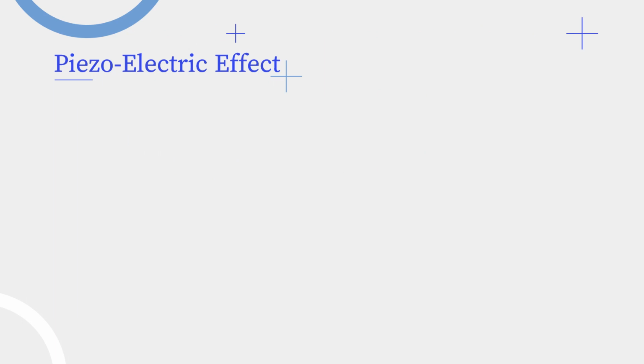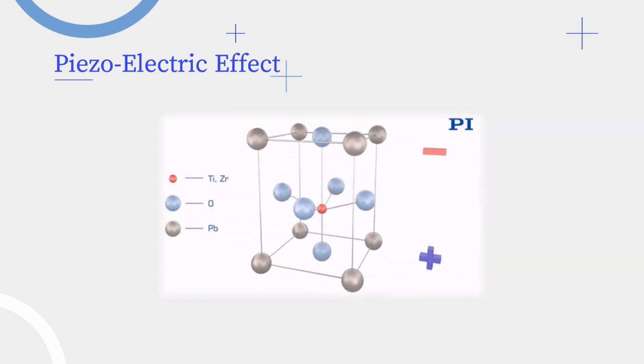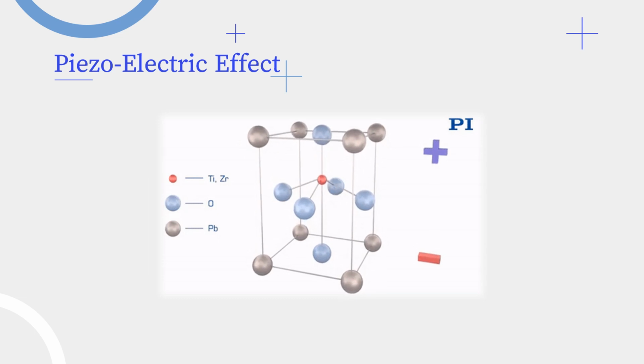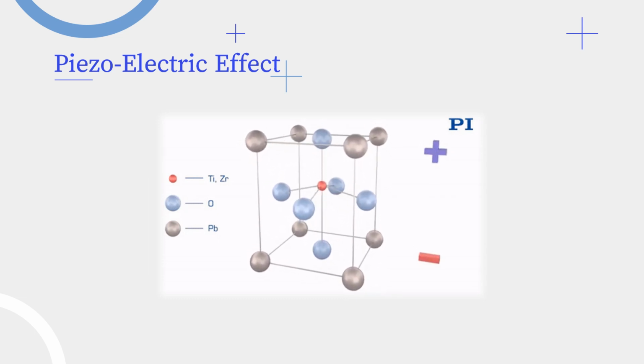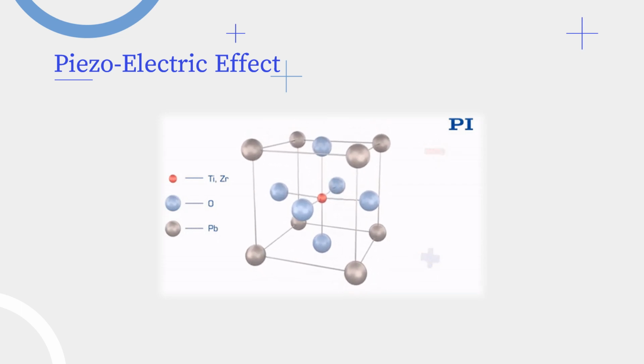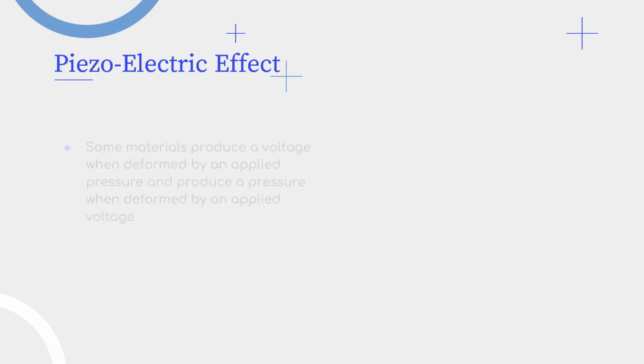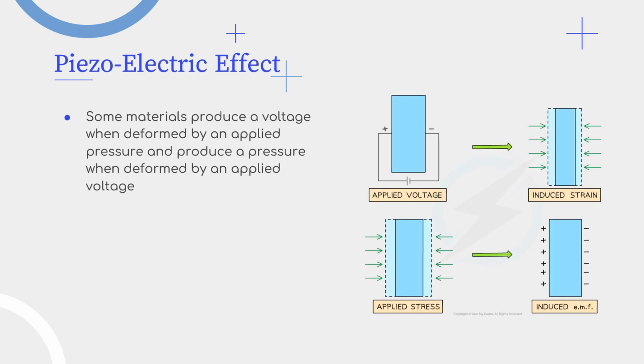Piezoelectric effect. Artificially grown crystals are commonly used for modern transducers and are treated with high temperatures and strong electric fields to produce the piezoelectric properties necessary to generate sound waves. The principle of piezoelectricity is central to the production of ultrasound beams and states that some materials produce a voltage when deformed by an applied pressure and produce a pressure when deformed by an applied voltage.